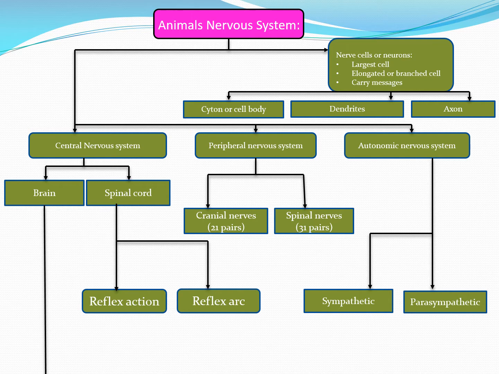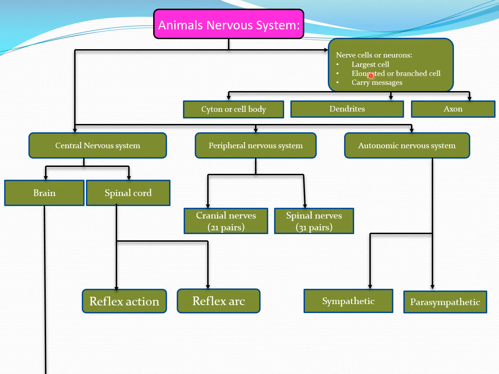Yes, in this mind map you can see first animals nervous system. You know, nervous system is made up of nerve cells or neurons, that is the structural and functional unit of nervous system. The top you can see the nerve cell or neuron. Here it is the largest cell in our body, elongated and also branched.